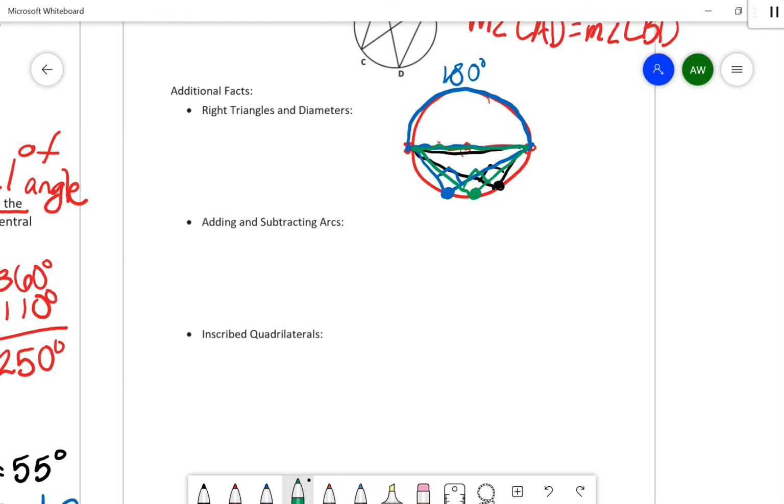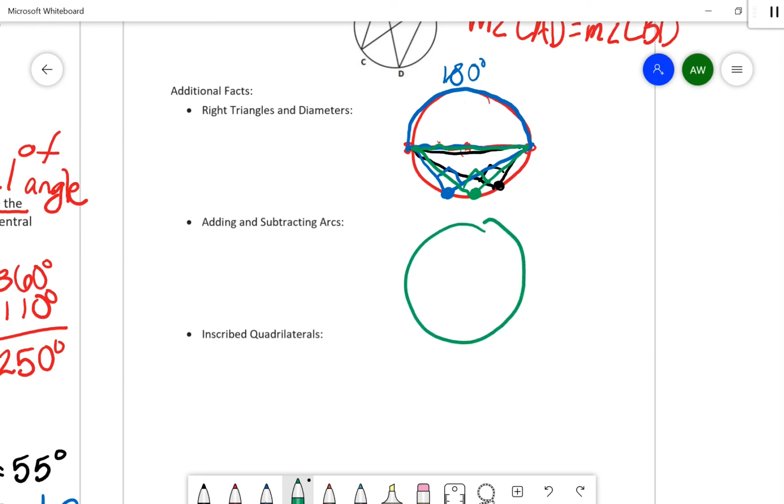So the next part that we want to talk about very briefly and quickly is the fact that you can add and subtract arcs that are next to each other or that are part of circles. Now we saw this a little bit when we were talking in the second example under the inscribed angle theorem, right?